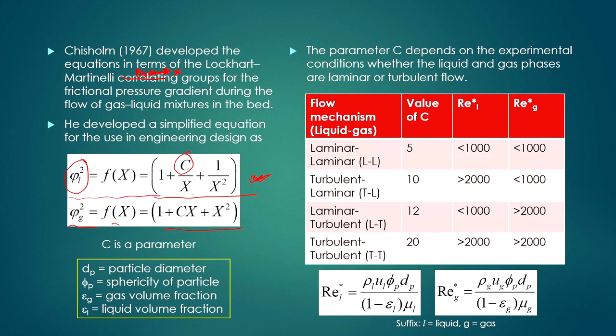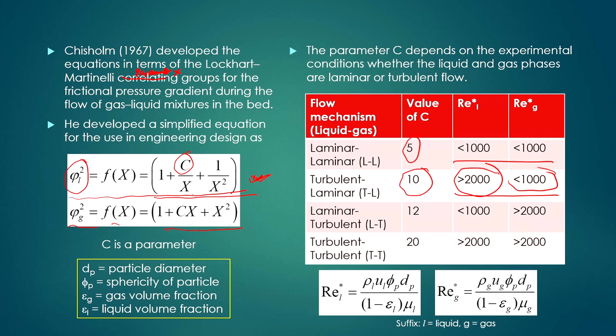So, in this case phi l square is related to x, the Lockhart-Martinelli parameter, and here c is the Chisholm constant. The parameter c depends on the experimental conditions, whether the liquid and gas phases are laminar or turbulent. If both gas and liquid are laminar, then the c value is 5, applicable only when the Reynolds number is less than 1000. When the liquid is turbulent and the gas is laminar, the c value is 10, where the Reynolds number for liquid is greater than 2000 and for gas is less than 1000.